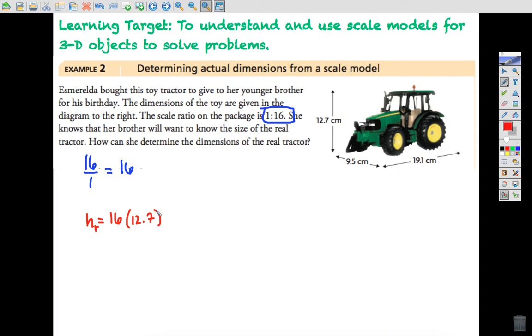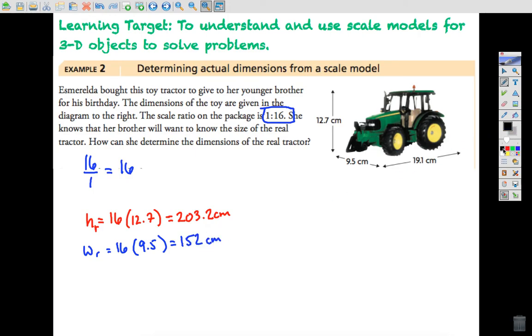So I'm just going to grab my calculator here, and we're going to do 16 times 12.7, and I get 203.2. And that's centimeters as my unit here. I haven't changed my unit. For the next calculation, maybe we'll do the width. So I'll say the width of the real tractor is going to be 16 times the dimension we see there, which is 9.5. And so 16 times 9.5 is 152 centimeters.